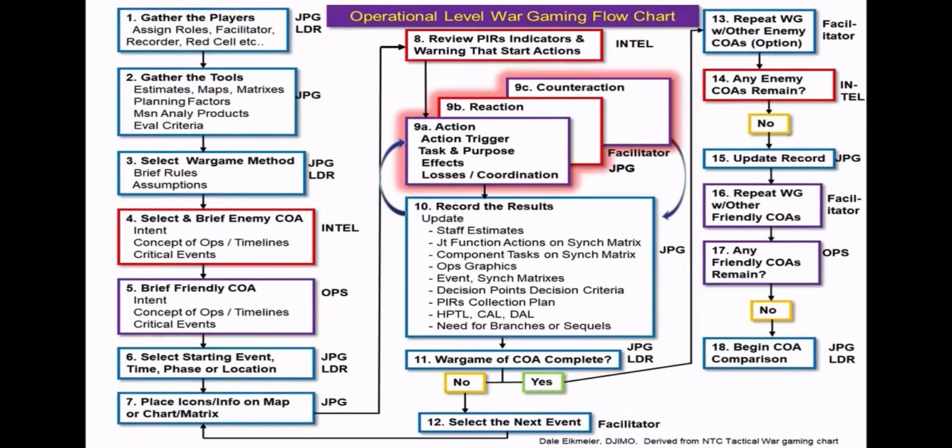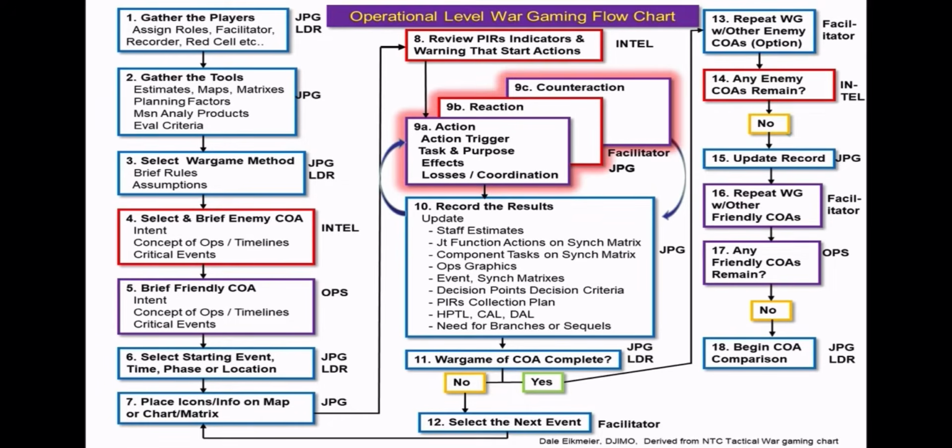In step 9, the facilitator starts the war game with the action taken by the entity that has the initiative. In this case, it is the Allied forces. However, in other situations, the enemy could start the turn. Each joint function would then brief their tasks, statuses, capabilities, and limitations.